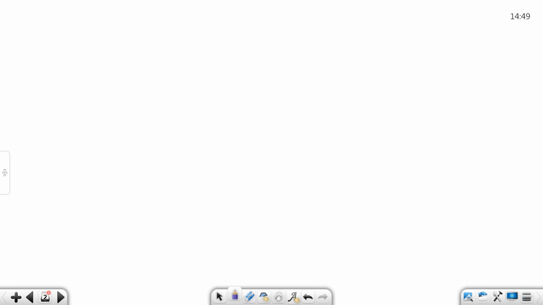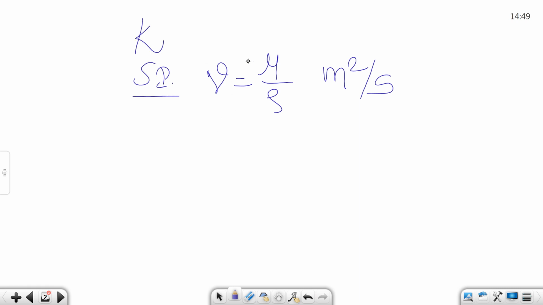So I'll represent once again: nu is equal to dynamic viscosity divided by rho. The unit for this is meter square per second. This is the SI unit for kinematic viscosity. You require this kinematic viscosity for some numericals.